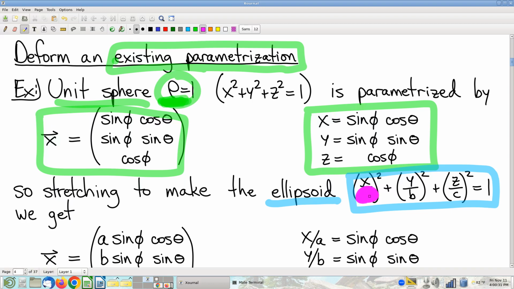I replaced the x with x over a, and likewise y with y over b. Y'all remember all that stuff from chapter 2. Okay. All right. So I have a parameterization of the sphere. I want a parameterization of the ellipsoid.